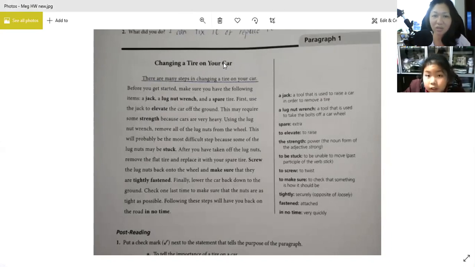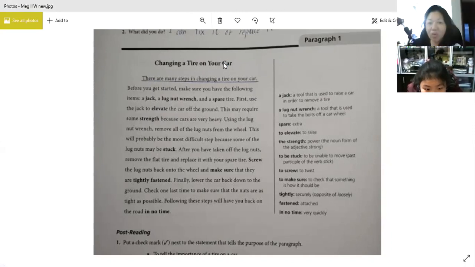Okay, next. What's number 3? Using the lug nut wrench, remove all of the lug nuts from the wheel. Okay, so number 3 is you remove all the lug nuts. Okay, what's number 4?